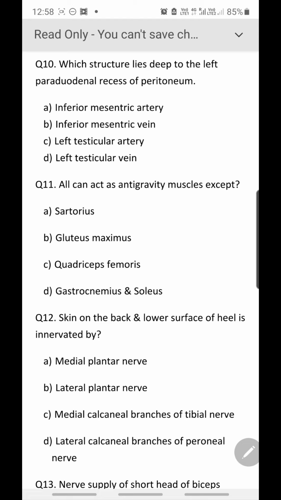All can act as anti-gravity muscles except, okay. So the choices are sartorius, gluteus maximus, quadriceps femoris, gastrocnemius and soleus. Remember, anti-gravity means the muscles which help you elevate your body against the ground. So all these muscles here are actually extensors. This is extensor of ankle, extensor of knee, extensor of hip. Sartorius actually helps you bend down and sit down. So this is not an anti-gravity muscle.